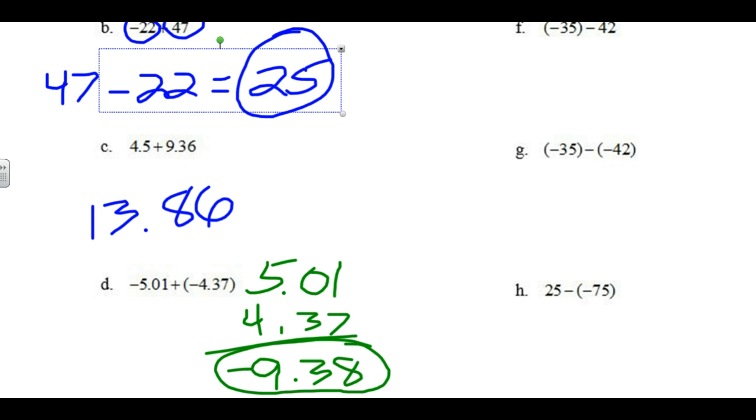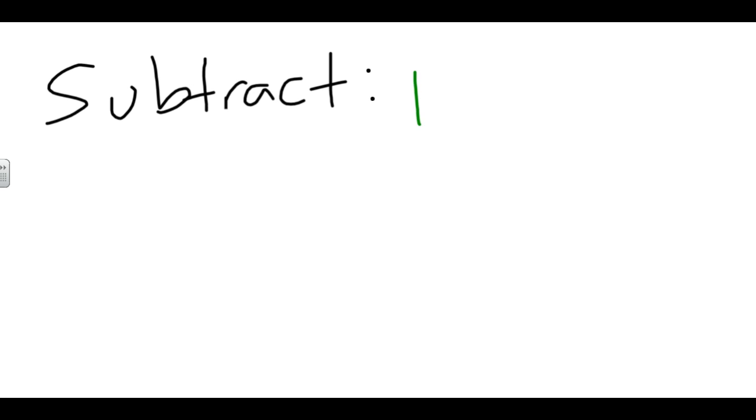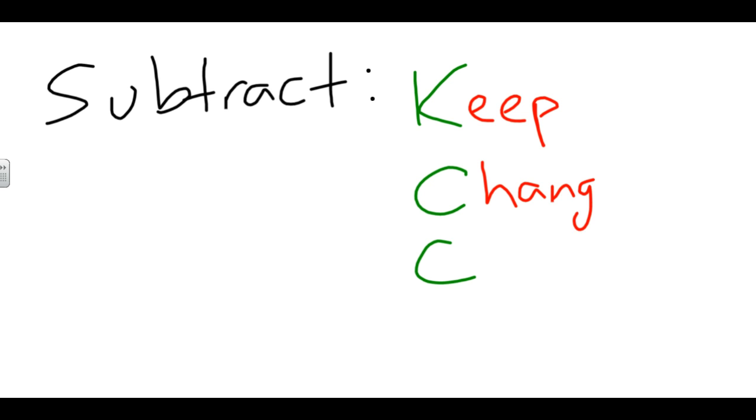Now, let's take a quick second to review what we do with subtraction before we move on to the subtraction problems. And when we subtract, we can think of subtraction as movement on a number line, but we're very familiar with what it means to add in terms of movement on a number line. So we can use our strategy of KCC, or keep, change, change, to transform our subtraction into an addition, so we can use those rules that we had before.